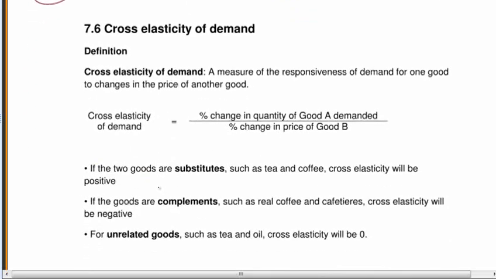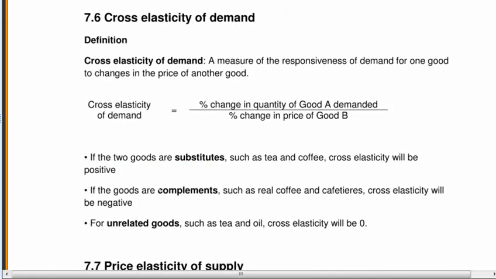A third type of elasticity is called cross elasticity. This measures the responsiveness of demand for one product to a change in the price of another product. Again, it's a very similar formula, except that you've got percentage change in quantity of good A on the top, divided by the percentage change in price of good B on the bottom of the fraction. Now again, the key thing here is whether the cross elasticity is positive or negative.